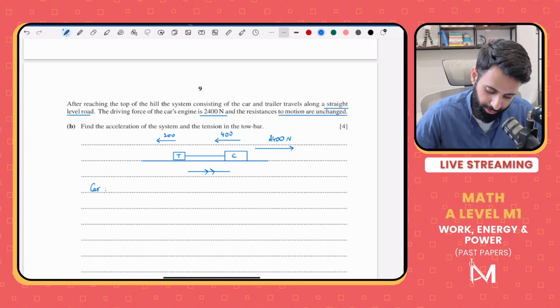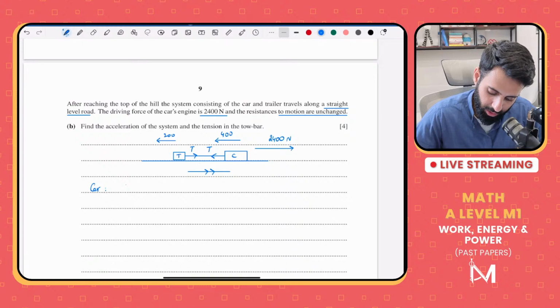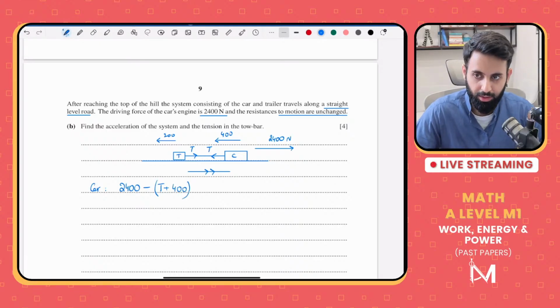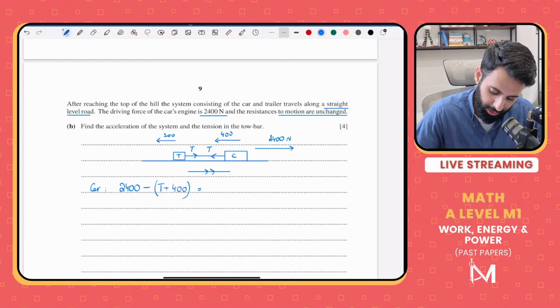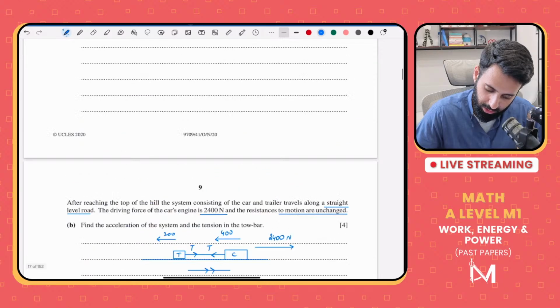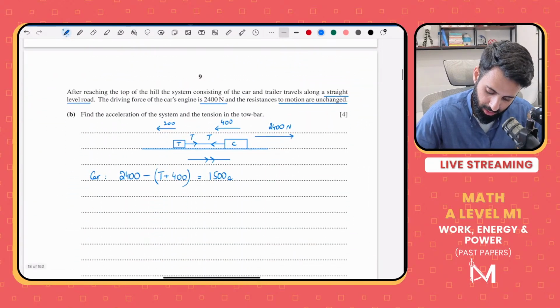So from the perspective of the car, and don't forget that for the car, the tension is acting in this direction. For the trailer, the tension is acting in this direction. So for the car, the forward force is 2400, and there are two forces acting in the opposite direction. One is T and the other is the 400 Newton resistance force, the force which is basically resisting the motion. And this is equal to what? This is equal to mass times acceleration. What's the mass of the car? That's 1500. So 1500 A. Let's write this nicely. So this would be 2000 minus T equals 1500 A.